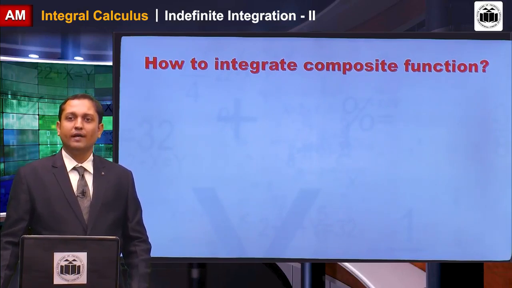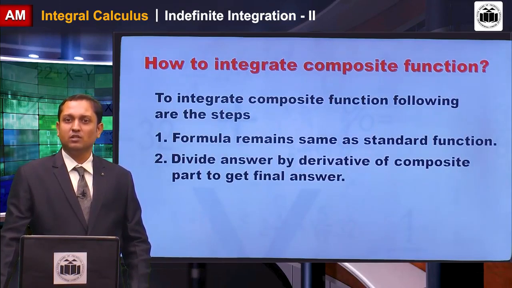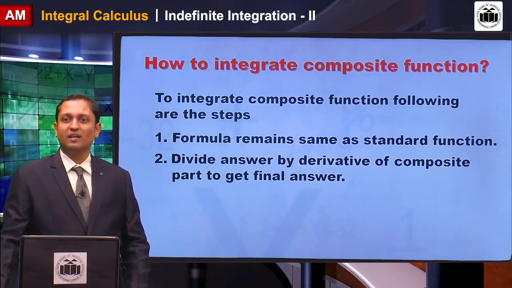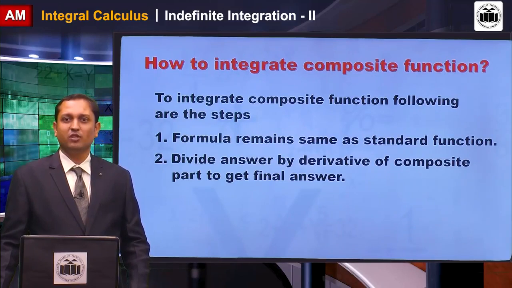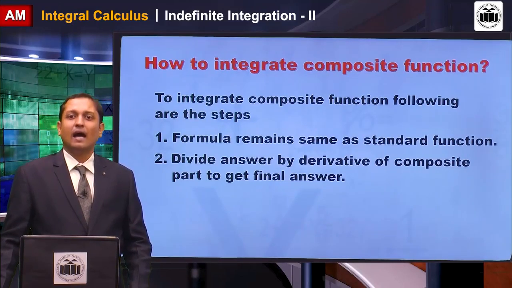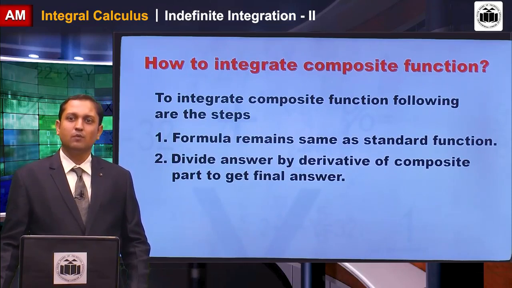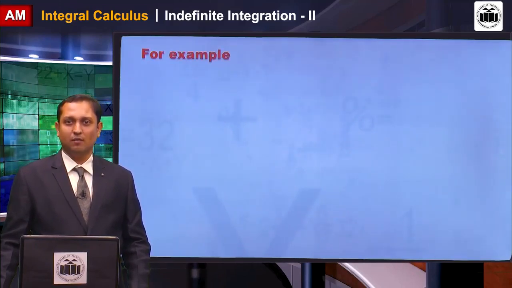We have a 2-point solution for this, which you can see now. To integrate a composite function, this is the 2-point solution. First point, the formula remains the same as for a standard function, which means the same formulas we used for standard functions, we will use for composite functions. And the second step is we divide the answer by the derivative of the composite part to get the final answer. By following this 2-point solution, we can integrate composite functions, as shown in these two examples.